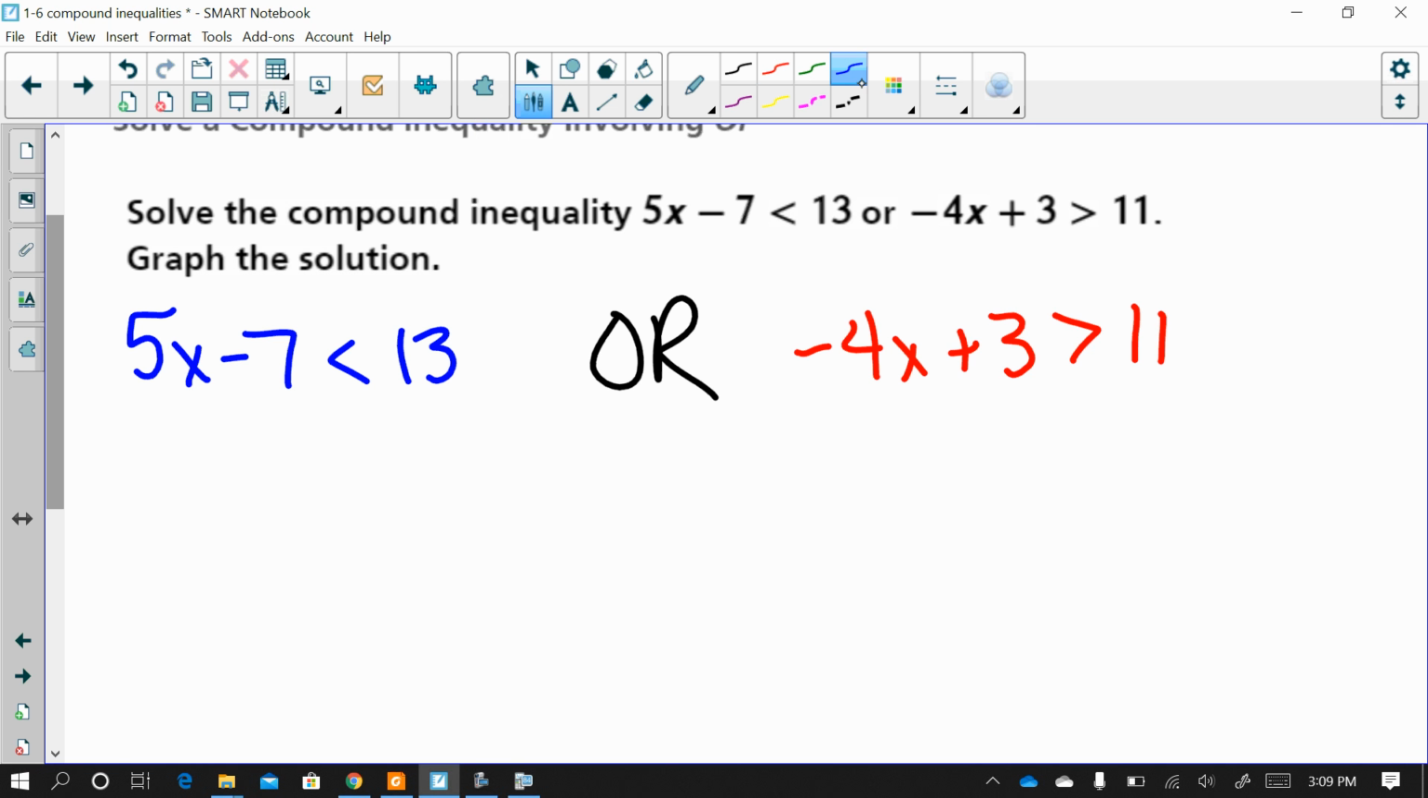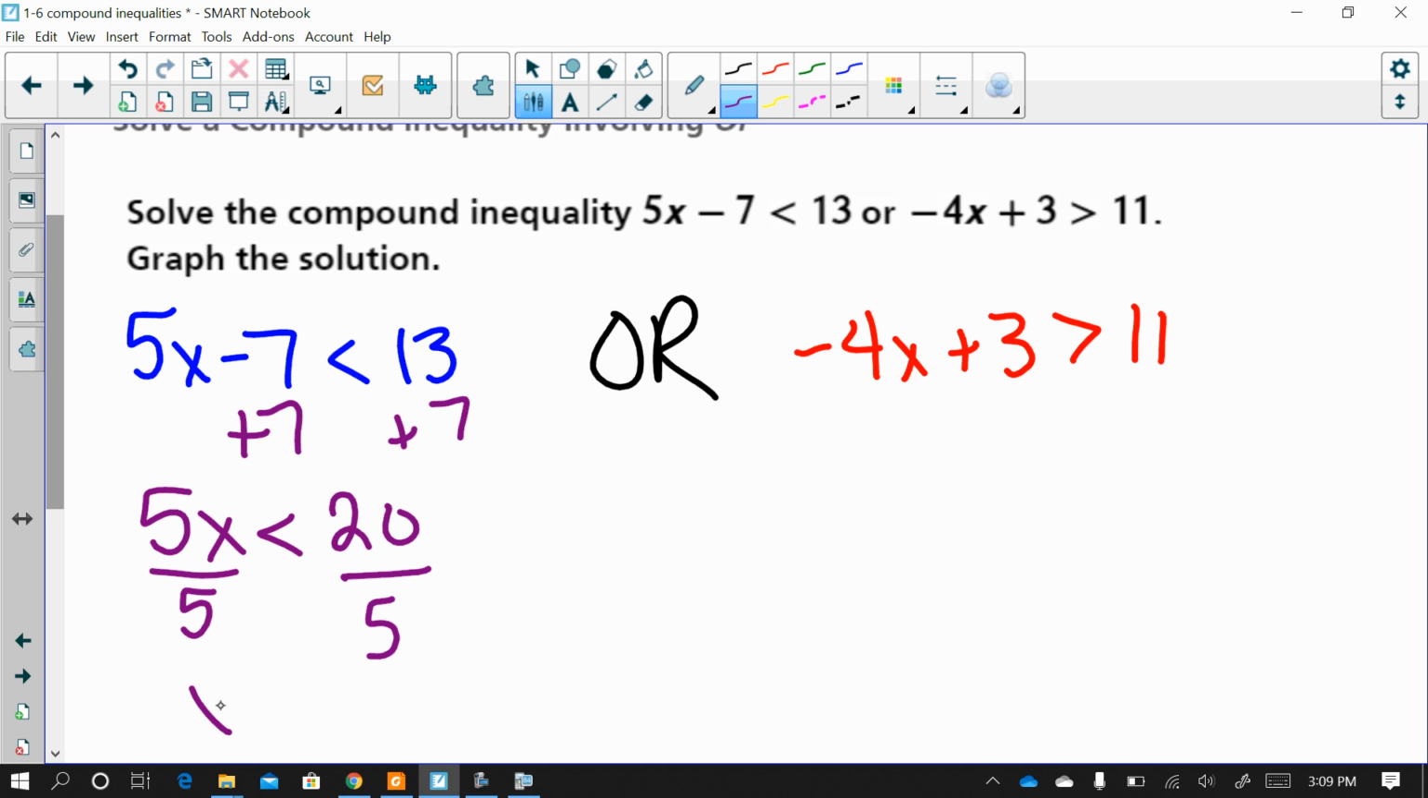And from here, it's just a matter of solving. So let's concentrate on the blue guy first. Got to get x by itself, so let's add 7 to both sides. 5x is less than 20. Got to get x by itself, so let's divide by that 5. X is less than 4.